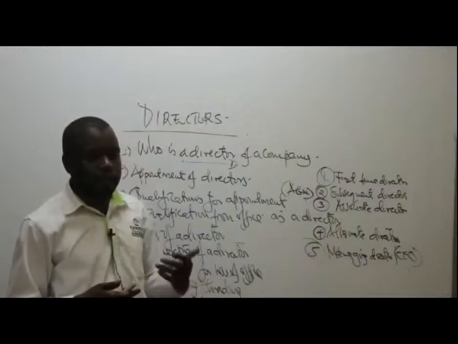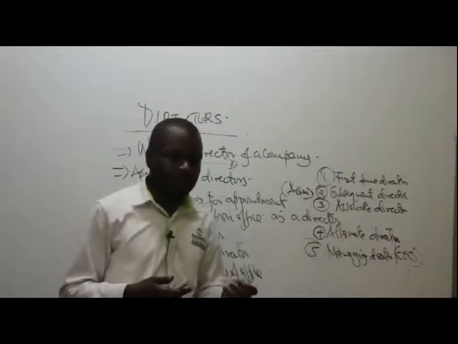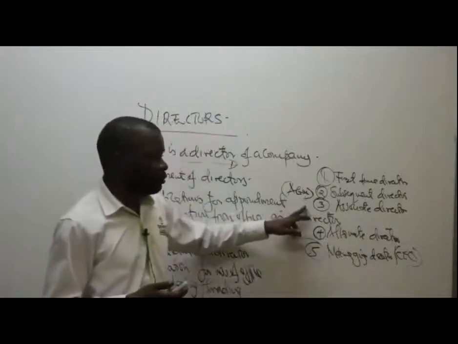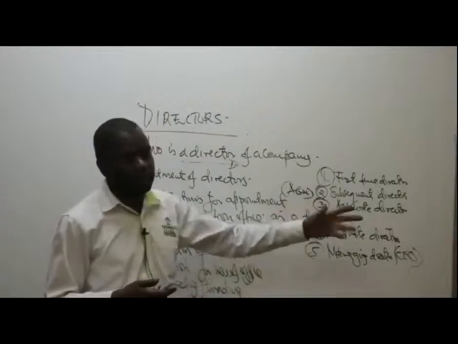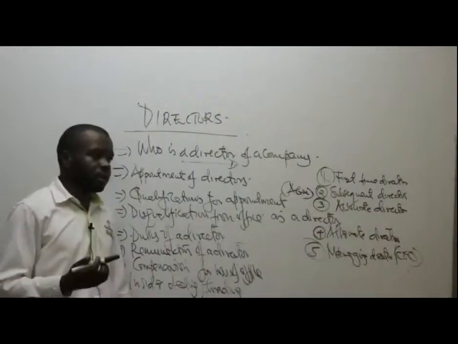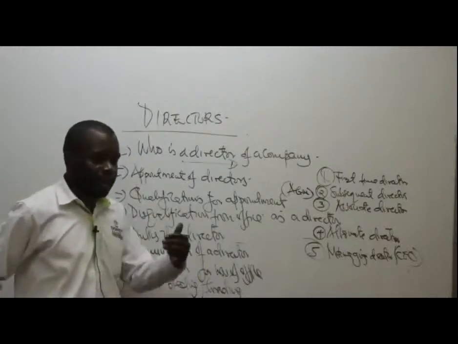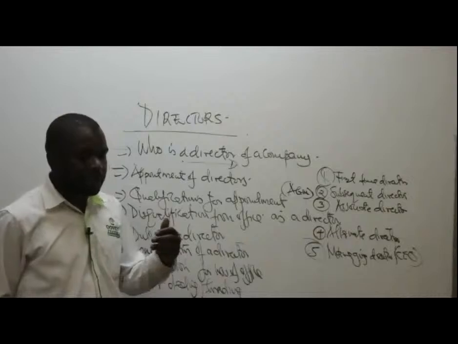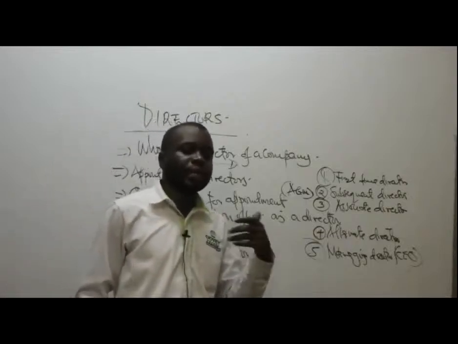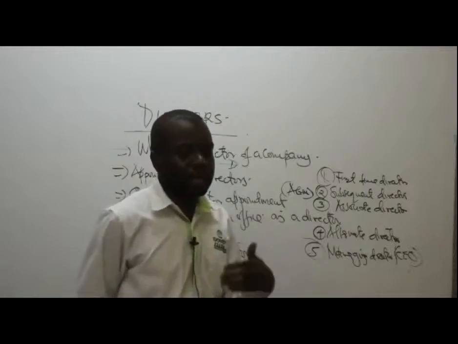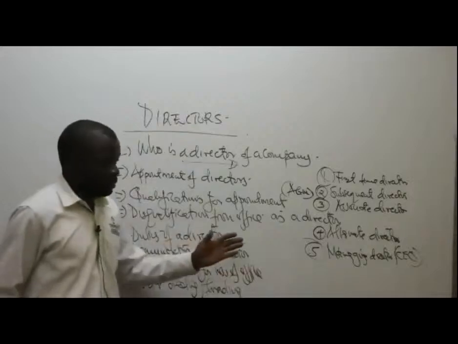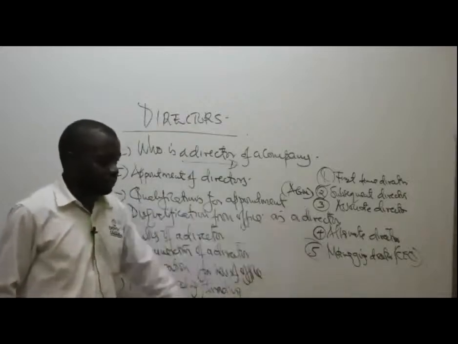So the members will take their rightful mandates as per the Companies Act to appoint directors at the first AGM, or they'll appoint what we call subsequent directors of the company. So subsequently, at each and every AGM, the members have to either appoint or remove some directors, or reappoint other directors on another term to continue to serve as directors of the company.